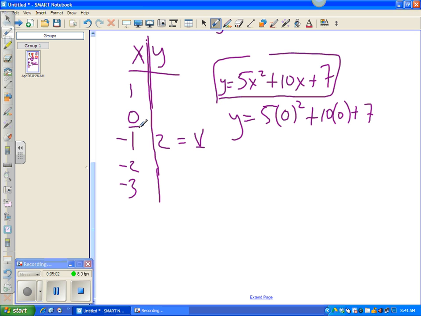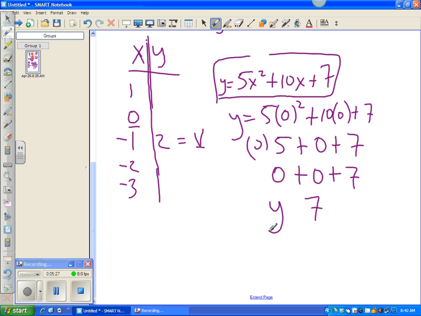Because it's easy. What's 0 squared? 0 times 5 is 0. Plus 10 times 0, which is 0, plus 7. Right? And in this case, what this gives me is, oh, sorry, I already made a mistake. 0 squared is 0, times 5 is 0. Plus 0 plus 7 gives me an answer of 7. So y is equal to 7. And, in fact, here goes the 7.